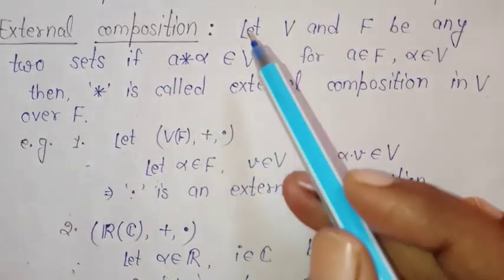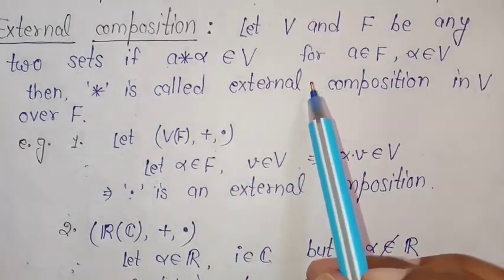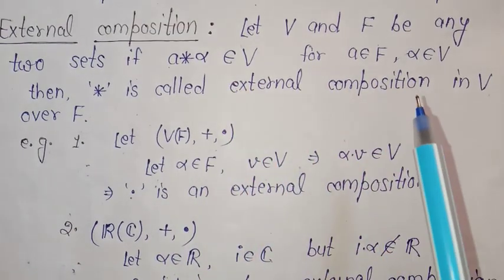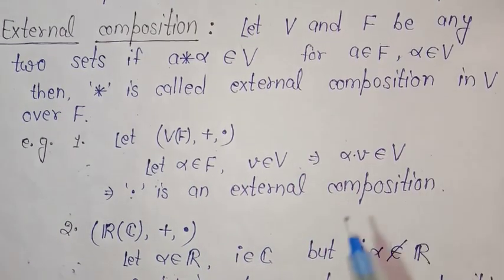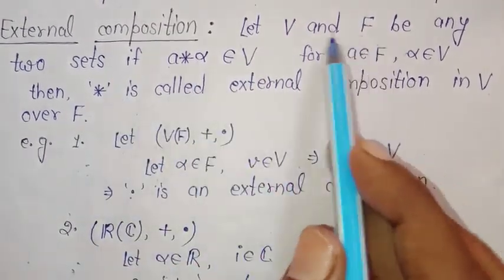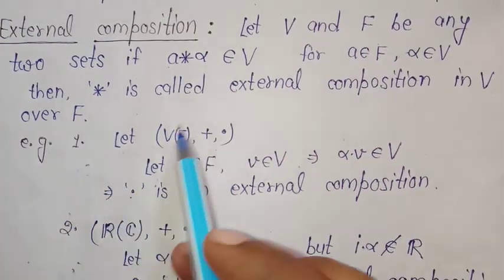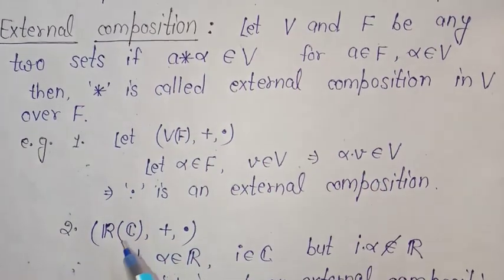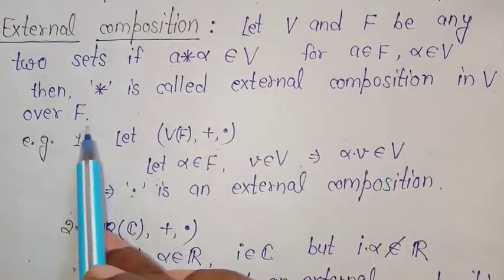So the difference between these two compositions is that in the case of internal composition, we were taking just one set and taking elements of that set and applying the operation over them, such that the resultant element goes to the same set. In this case, we will take two sets and take two different elements from these two sets and apply the composition over them, such that the resultant element goes to the first set V. If this type of condition is holding, then we call star an external composition in V over F.